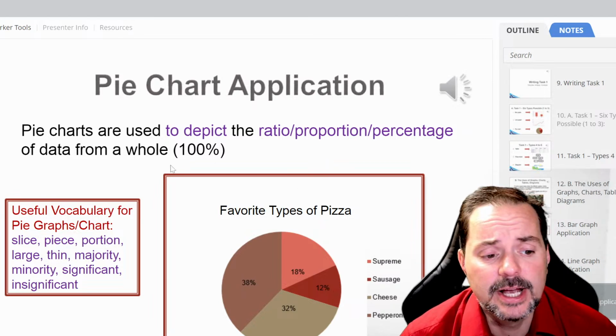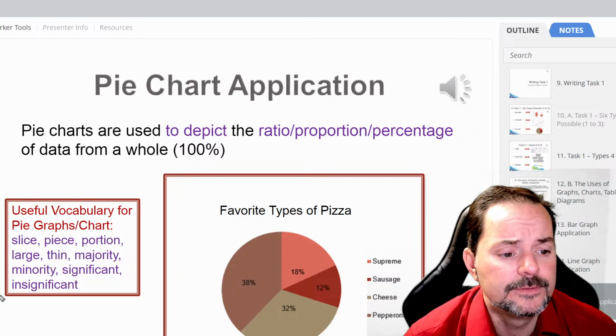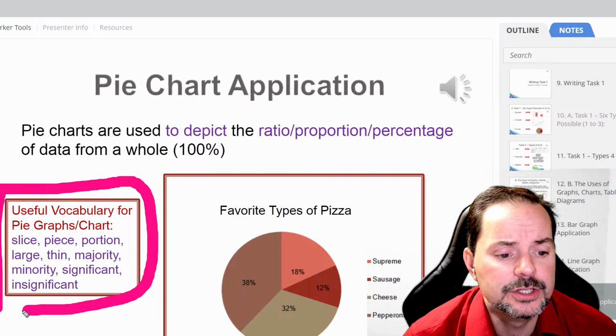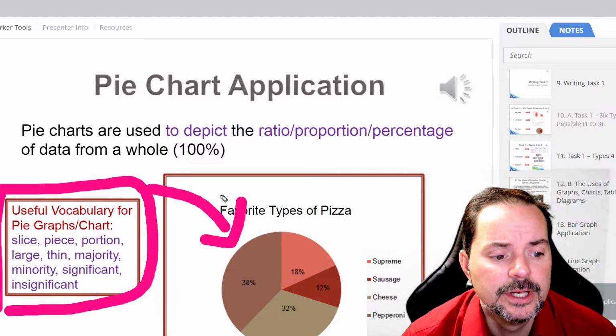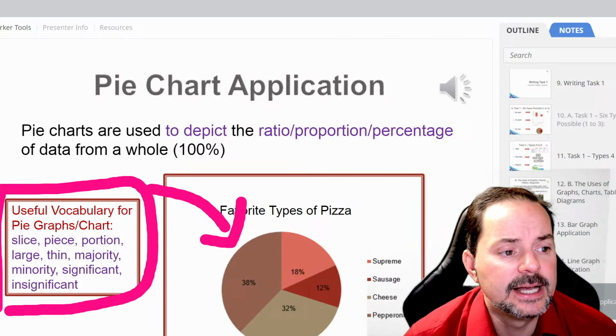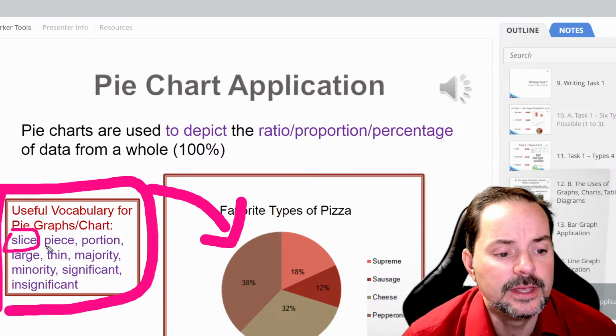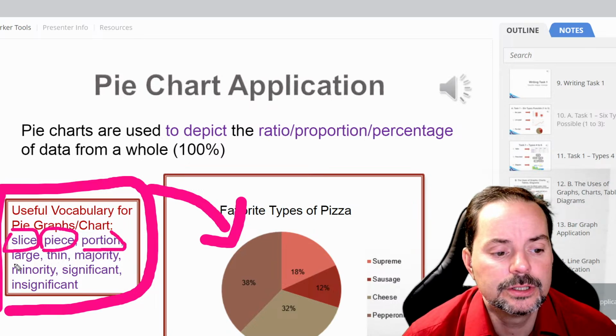So check out the interactive course and pay attention to this useful vocabulary. So these different pieces of the pie chart, they can be referred to as a slice. They could be a piece, as I just said. You could be a portion. It could be a large or a thin portion.